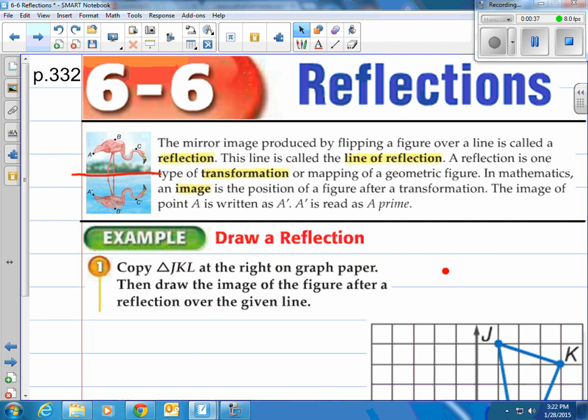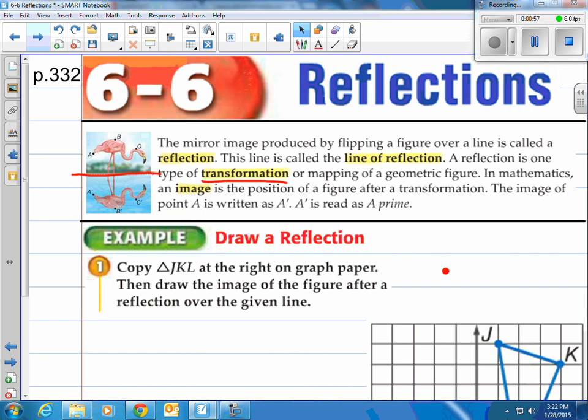A reflection is one type of transformation. So reflections are transformations. We also have slides. Those are transformations. And we also have rotations. So a reflection is one type of transformation or mapping of a geometric figure.